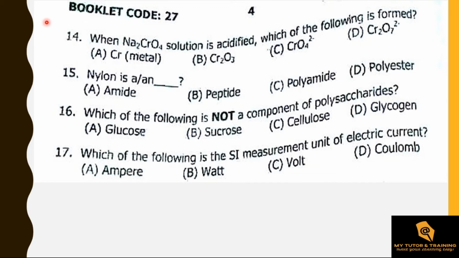Question number 15. Nylon is a or an: A. amide, B. peptide, C. polyamide, D. polyester.